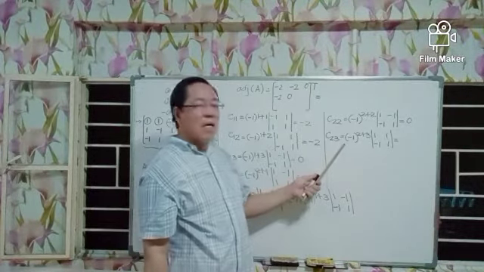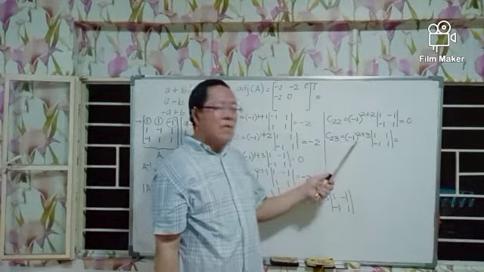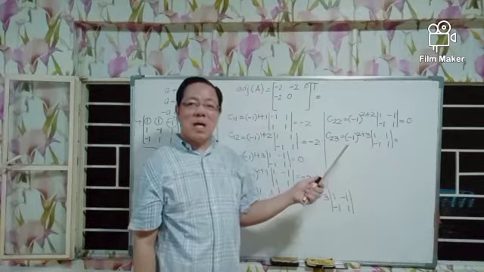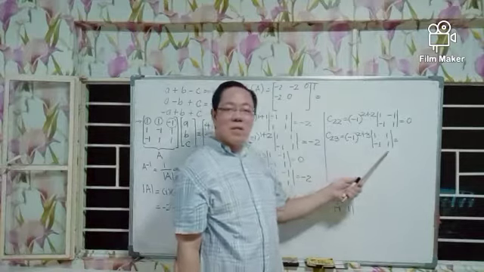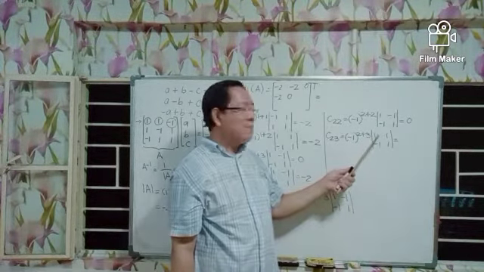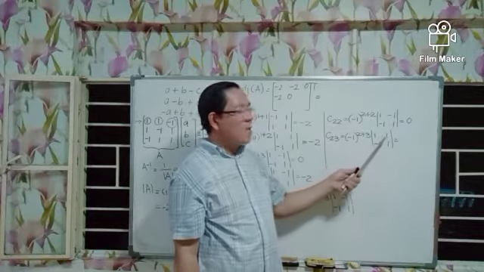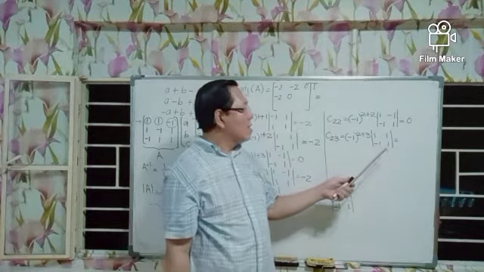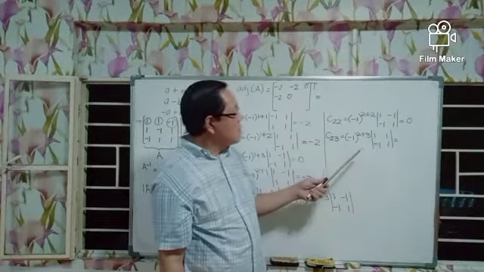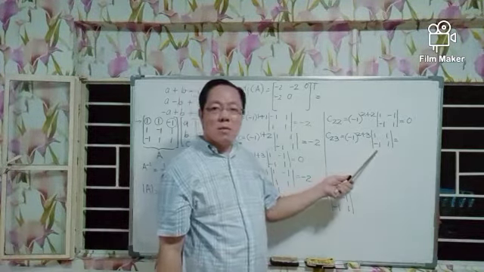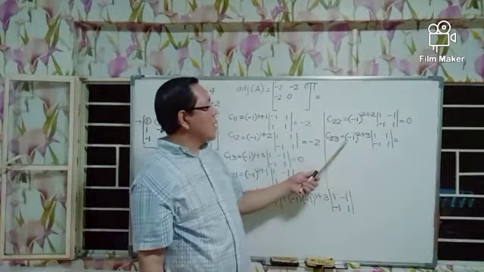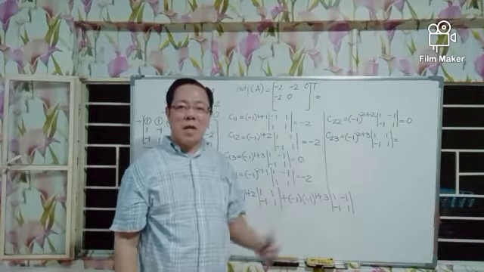We simplify negative 1 raised to 2 plus 3. That's negative 1 raised to 5. And negative 1 raised to 5 is negative 1 multiplied by this determinant of order 2. 1 times 1 is 1. Minus negative 1 times 1 is negative 1. Therefore, we get 1 minus negative 1. That's 1 plus 1 is 2, multiplied by negative 1 is negative 2.